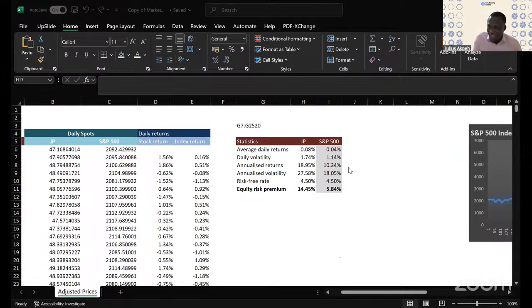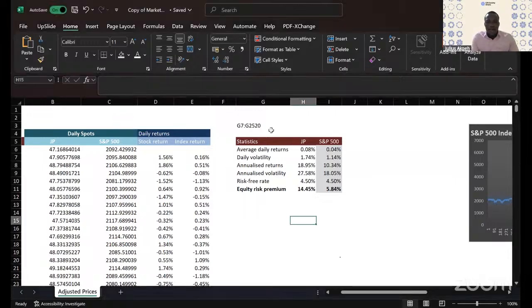Between your portfolio and that of the S&P. All right, so that is how we calculate the equity risk premium, and that is like 5.84. That's not significantly different from what is reported out there.